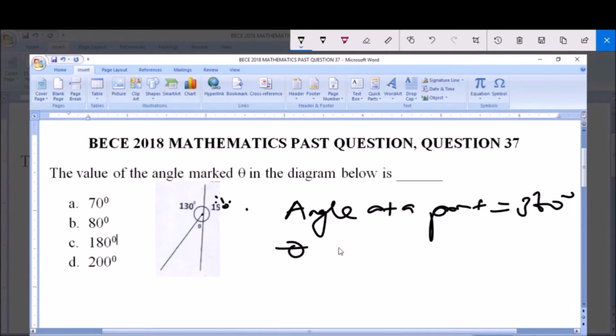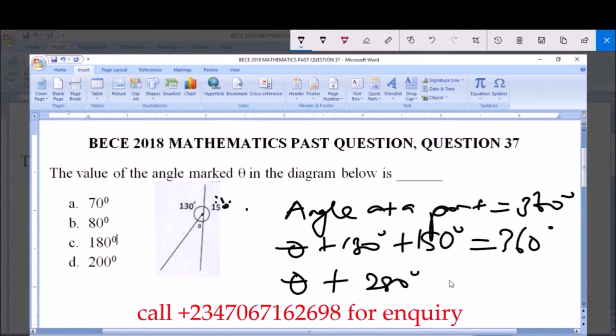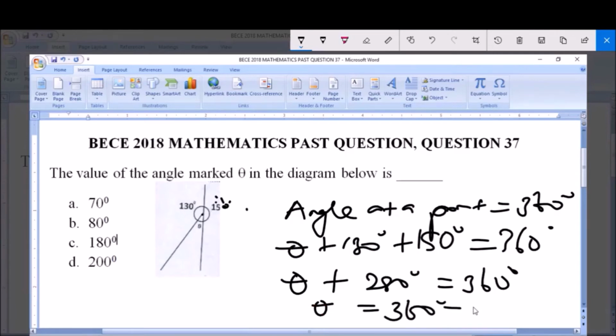So therefore we have that theta plus 130 degrees plus 150 degrees is equal to 360 degrees. Now theta plus 280 degrees is equal to 360 degrees. Now to find theta, you subtract 280 from both sides, and this will give us 360 degrees minus 280 degrees. And 360 degrees minus 280 degrees is equal to 80 degrees. So therefore, theta is equal to 80 degrees.